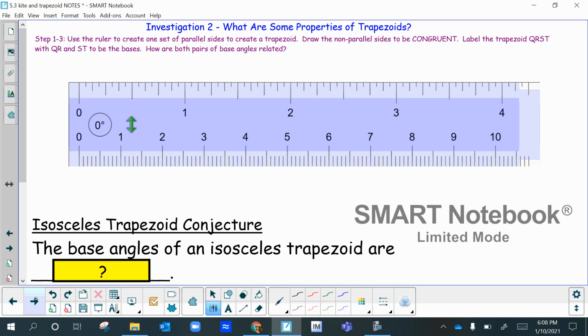On this one, it says use a ruler to create one set of parallel sides to create a trapezoid. So we're going to do that again, except this time it says the non-parallel sides, those now need to be congruent.